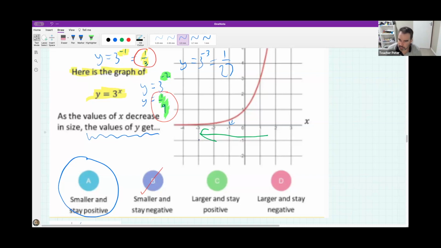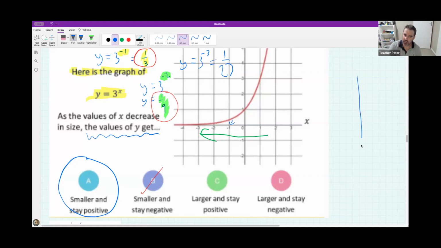Give me a thumbs up if you understand why that one was a sneaky one, but you understand why it's A. Give me a thumbs down if you feel a bit lost. Okay, did I lose you there? Let me draw it for you as well. Maybe I can do it that way.